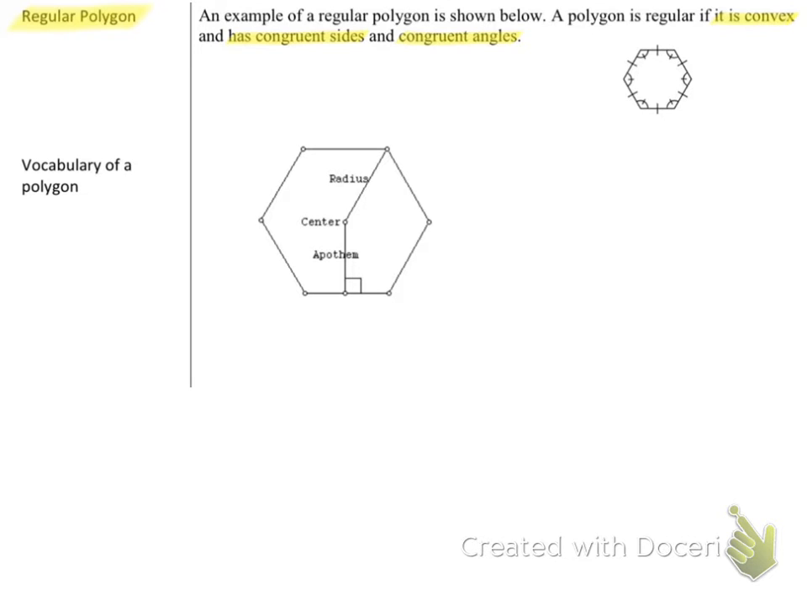Okay, then we've got some vocabulary here. So vocabulary for a polygon. Now, the radius hopefully makes sense. Typically, think about a circle, the radius goes from the center to the circumference of it. But in this case, the radius specifically would go to a corner. That's important to note. So a radius is from the center to a corner, or a vertex also.